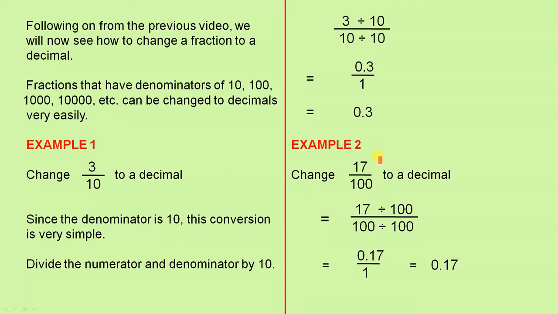Example 2. Change 17 over 100 to a decimal. 17 divided by 100 over 100 divided by 100. The reason we do that is because we want this denominator to be a 1. That's why we divide top and bottom by 100. So 17 divided by 100 is 0.17. 100 divided by 100 is 1. So 0.17 over 1 is 0.17. So 17 over 100 is 0.17.